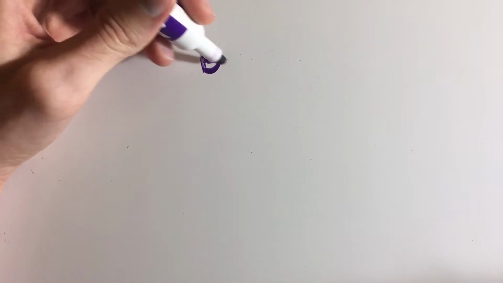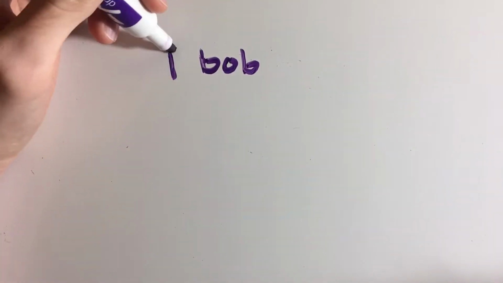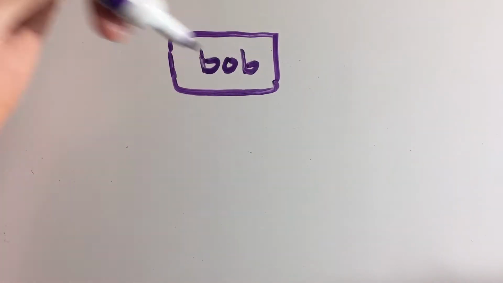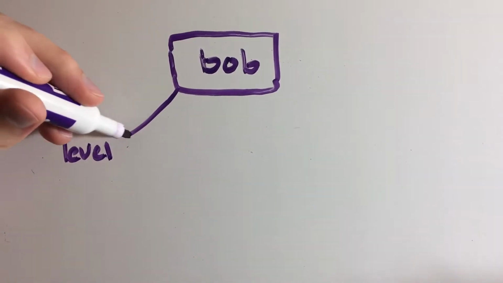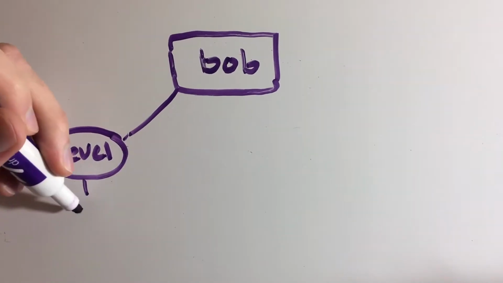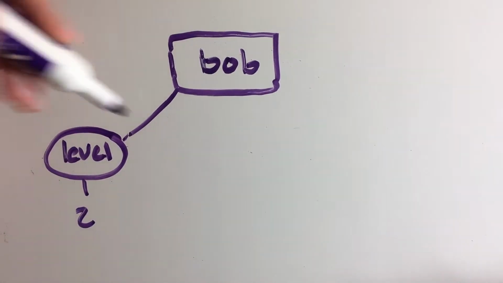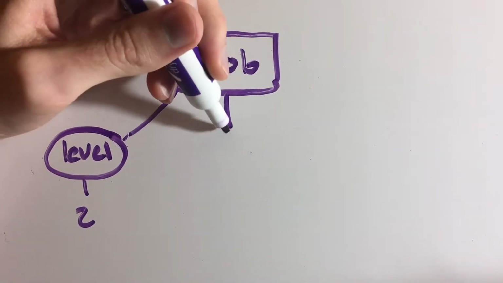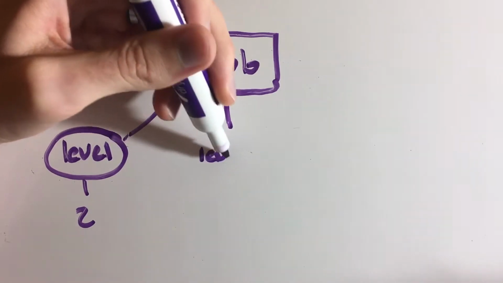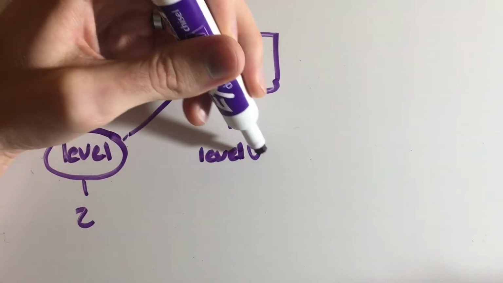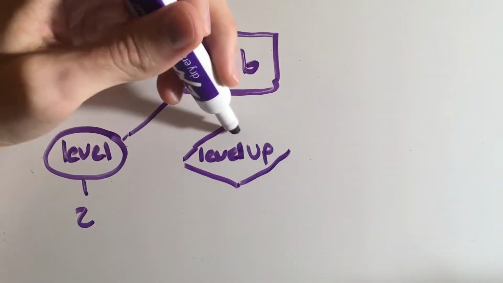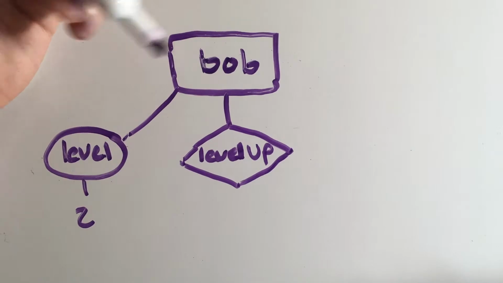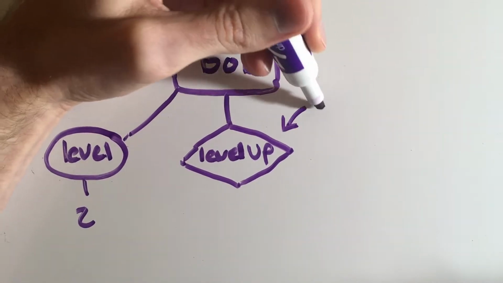So we went over how an object can have properties, and those properties can be strings, integers, objects. They can also be arrays, and they can also be functions themselves. So I'm going to make another object called Bob and give it the property level, which is just going to be an integer set to 2. And then I'm also going to assign it a property called level up. The level up property is going to be a function itself, which is going to affect the level property. And I'll denote a function with this diamond shape diagram.